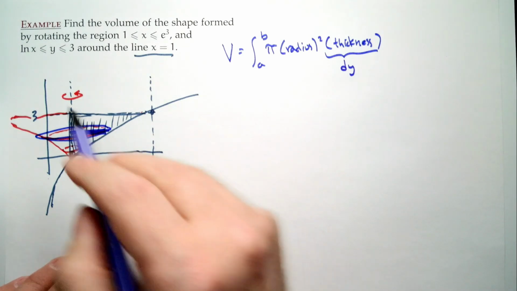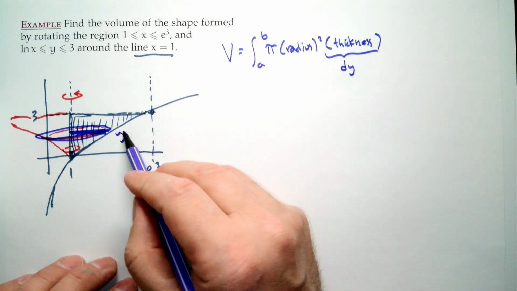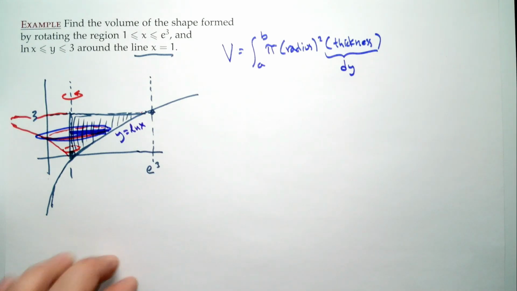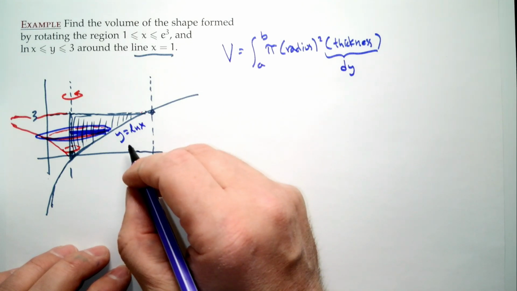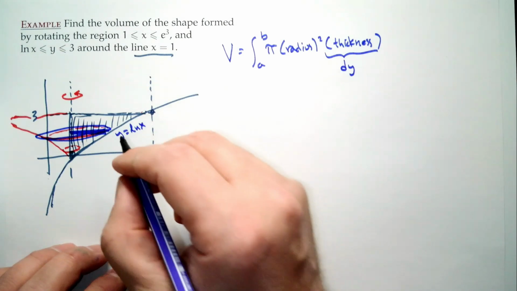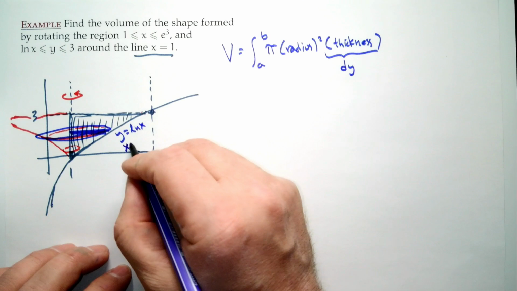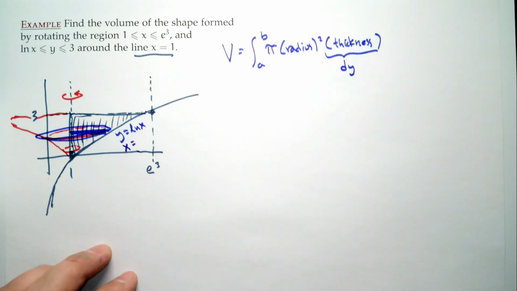So let's think about this curve for a second. This is the curve y equals natural log of x. Is there another way to write y equals natural log of x? In particular, I'm interested in x equals something. E to the y. And where is that coming from? Well, natural log and exponential are inverses of each other. So if I say y equals natural log of x, that's the same as saying x equals e to the y.